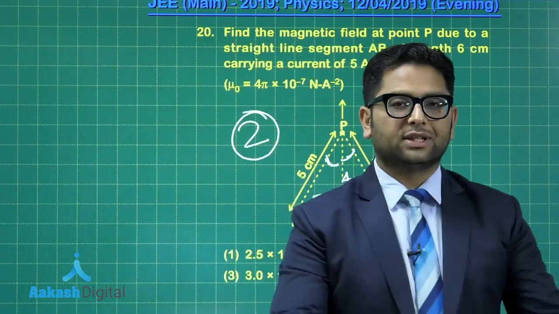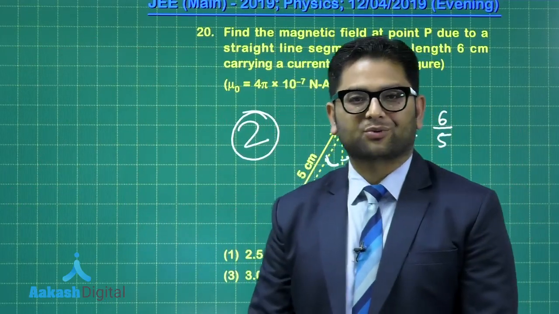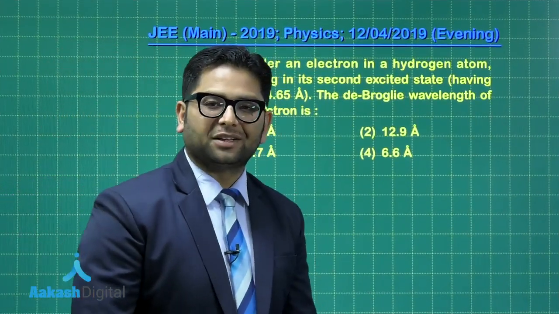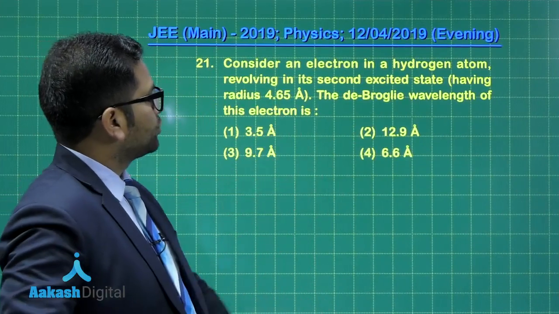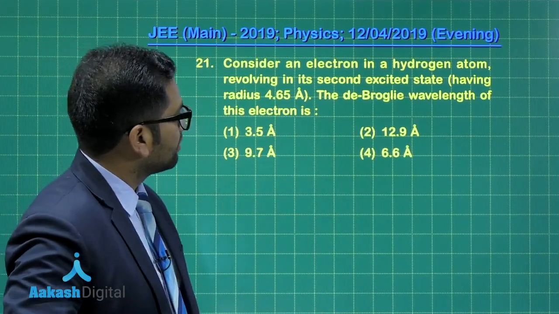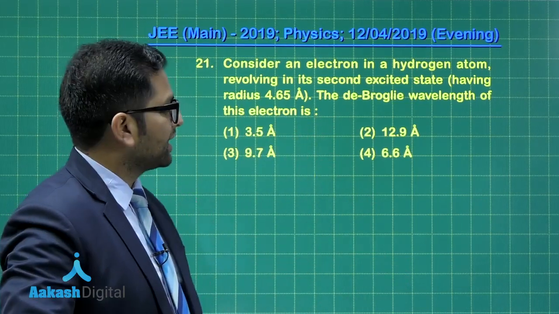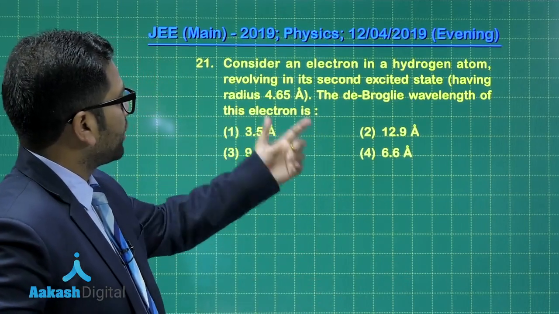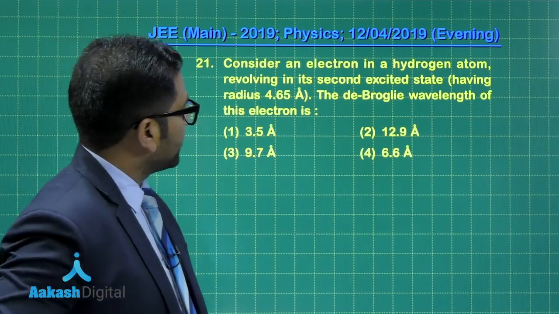Let's now go into the last 10 questions. Let's proceed to 21st question. 21st question, modern physics, the fertile part that I had said. And we need to see a hydrogen atom revolving in its second excited state, n equals 3. Be very careful. And the radius is of course 4.65 angstrom. The third orbit radius has been given.